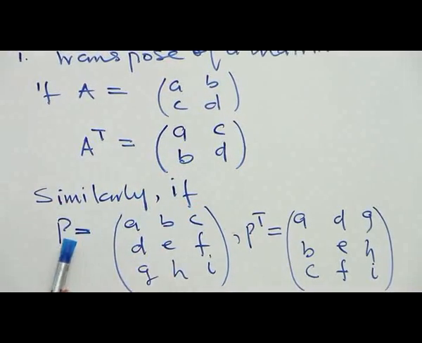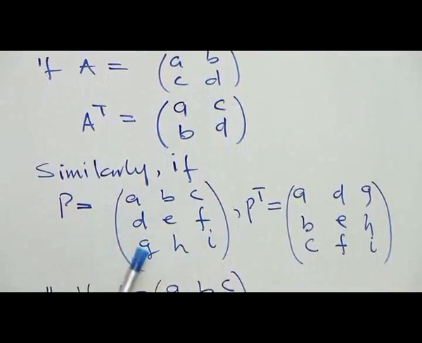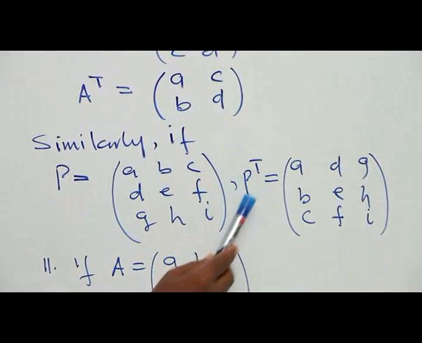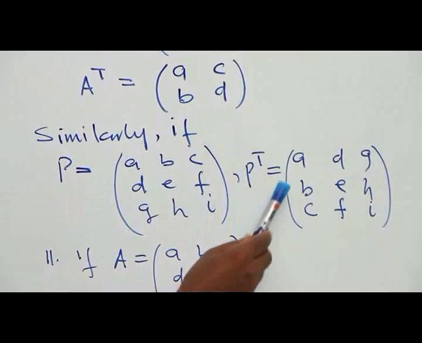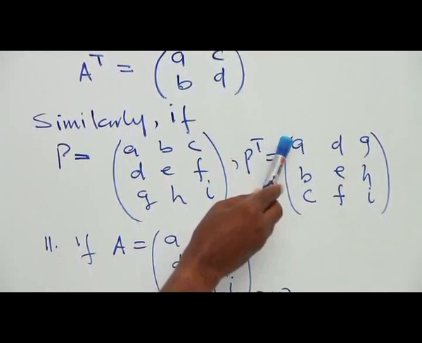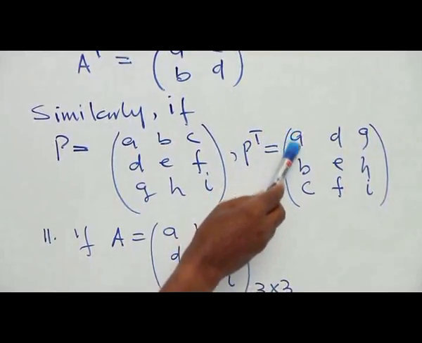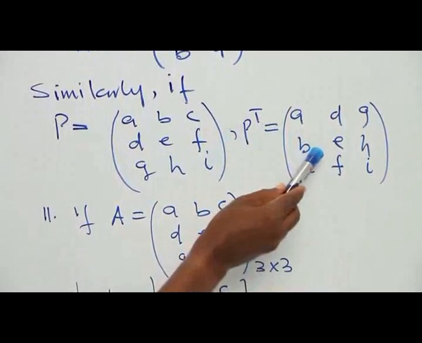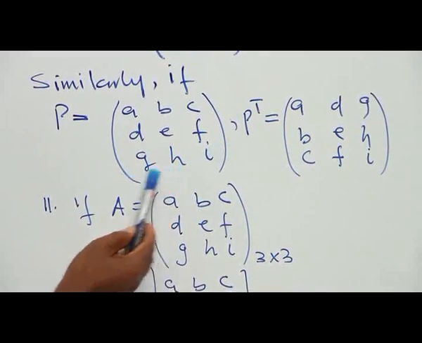Similarly, if a matrix P is equal to A, B, C, D, E, F, G, H, and I, the transpose of this matrix, which is a 3 by 3 matrix, will also follow the same principle above. A, D, G, B, E, H, C, F, I. This will become the transpose of the matrix P.